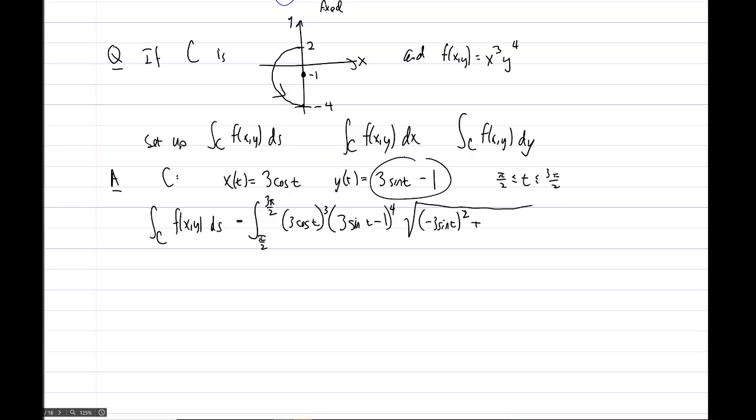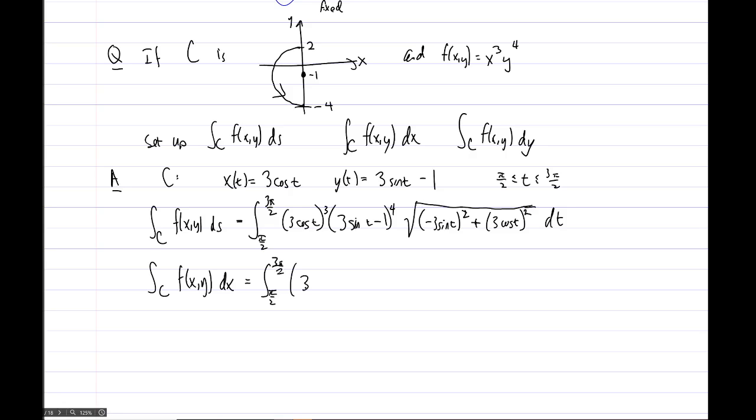Plus, and then we need to differentiate 3 sine of t. Well, that'll be 3 cosine of t, and we should take that and square it dt. Now, if we set up the integral of the same function with respect to the coordinate axes, so with respect to x dx, most of this is the same. Integral from pi over 2 to 3 pi over 2.